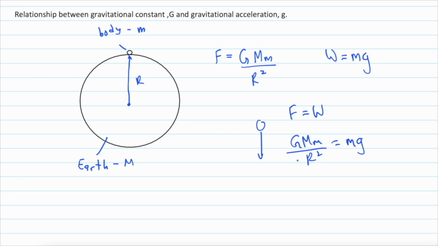So when we look at this equation right here, we know that the small m is on both sides of the equation. We can cancel them out, and we will get a formula of g equals big G, big M over r square. So this is how we relate the big G and the small g. I'll see you in the next video.